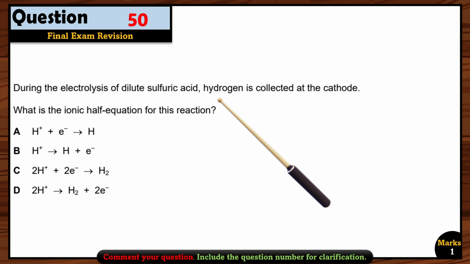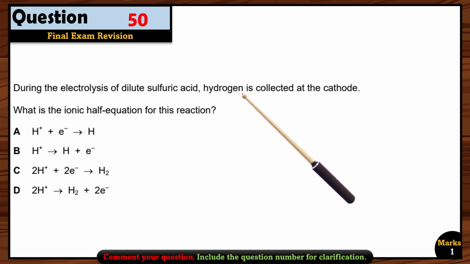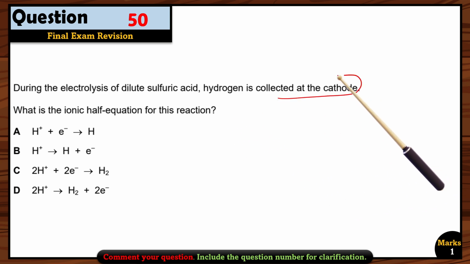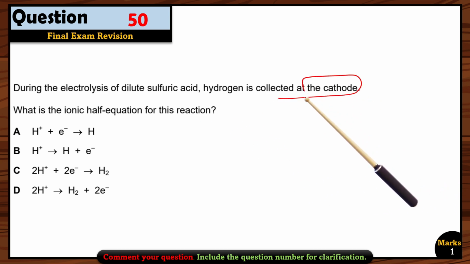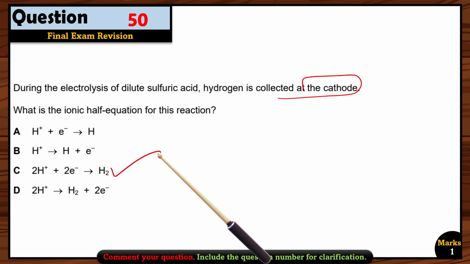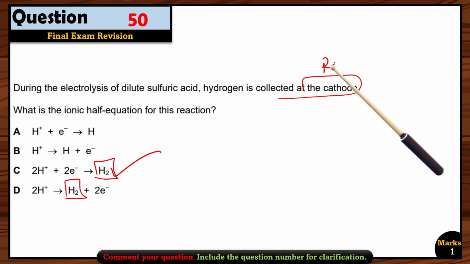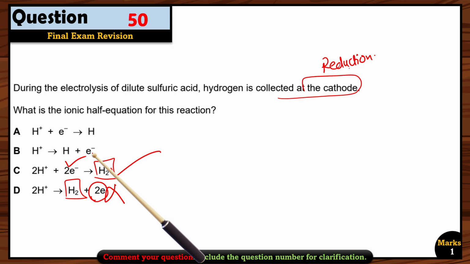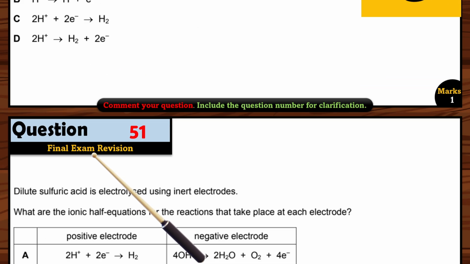Question 50. During the electrolysis of dilute sulfuric acid, hydrogen is collected at the cathode. Which is the ionic half equation for this reaction? Again, for the hydrogen, simple hydrogen gas will be produced. So we have to see where hydrogen gas is produced in the product. This is one option where hydrogen gas is produced, and here also hydrogen gas is produced. But because this is reduction, the electrons should be in the reactants, but they are in the product. So it means it's wrong. This one is the right option. So that's why option C is correct.